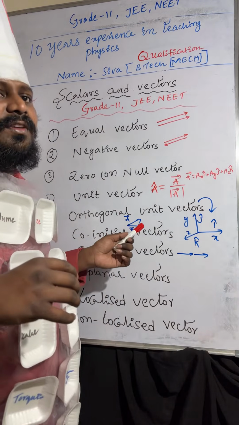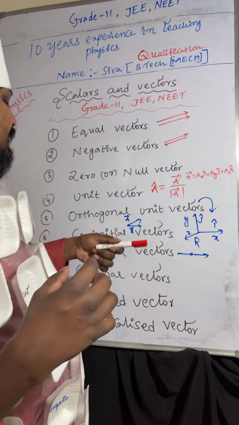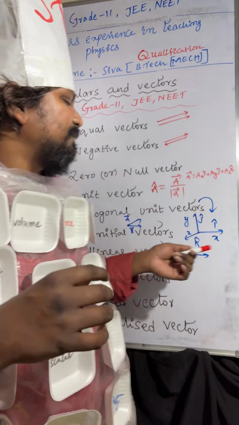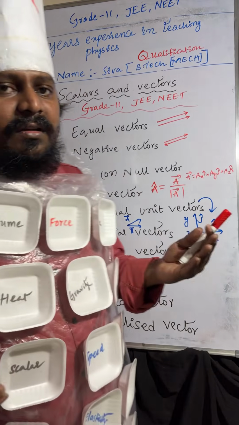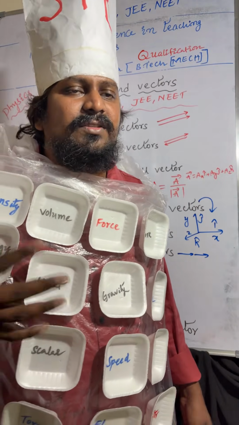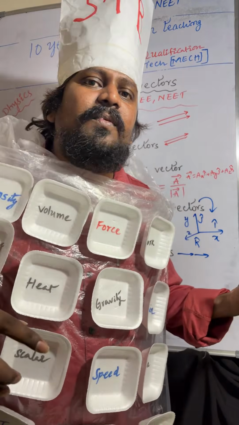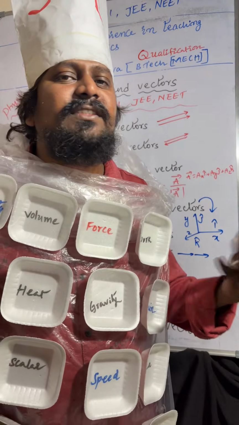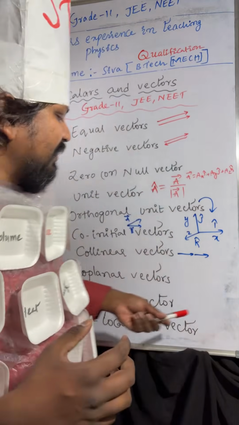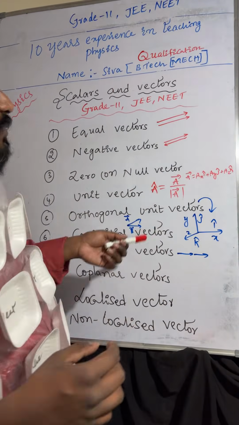Coming to co-initial vectors, two vectors having the same initial point are called co-initial vectors. Collinear vectors are acting in the same direction, in the same line. And coplanar vectors are the vectors acting in the same plane, like the xy plane, yz plane, according to the plane. Coming to the localized vector, the vector whose initial point is fixed is called a localized vector. The vector whose initial point is not fixed is called a free vector, or non-localized vector. So these are the types of vectors.